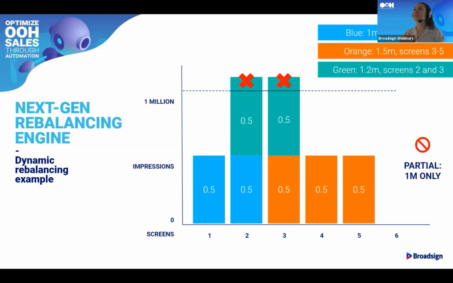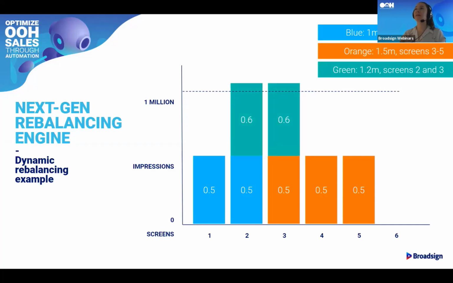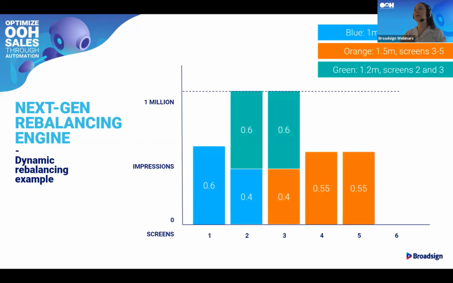Yeah. So, that's where dynamic network rebalancing will come into action. So, taking the same scenario, you have this green campaign coming in, and that's a priority campaign, and you really want to fit it in screen 2 and 3. So dynamic network rebalancing will see that it can only partially reach your goal, and it will look at the other campaigns on screen 2 and 3. And the way it's going to work is it's going to reduce the frequency of campaign blue and orange on screen 2 and 3 so that you can fit in your 1.2 million impressions for campaign green.